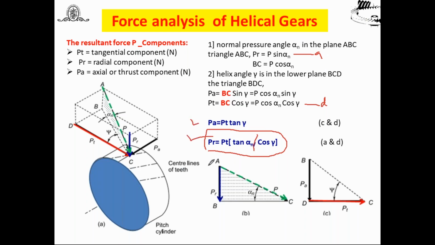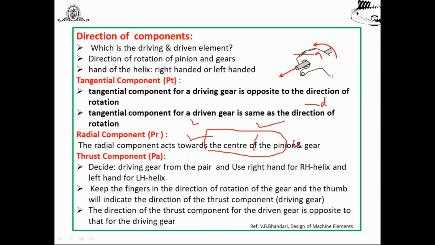Just use the plane and triangle ABC and triangle BDC. By using these triangles, you can find out the sine and cosine of the components. And by using the same relations, you can easily find out PA and PR. That means by using these two equations, you will get the radial component and axial component. This is about helical gear. Now, how to decide the direction of the components? Within 1 minute, I will tell you.